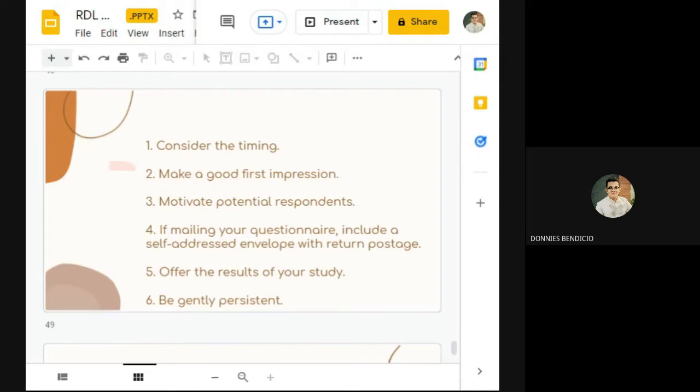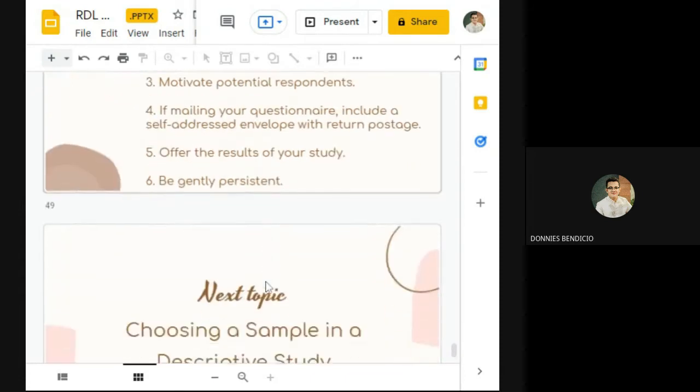So if you have questions, you may reach us at this email address or this contact number. Pwede ninyong ilagay kagad doon sa inyong instructions. For further clarification, you may contact us through, so ilagay ninyo kung yung email address ninyo. Offer results of your study. So be gently persistent. Dapat nagpa-follow up kayo sa kanila pero in a good manner pa rin.